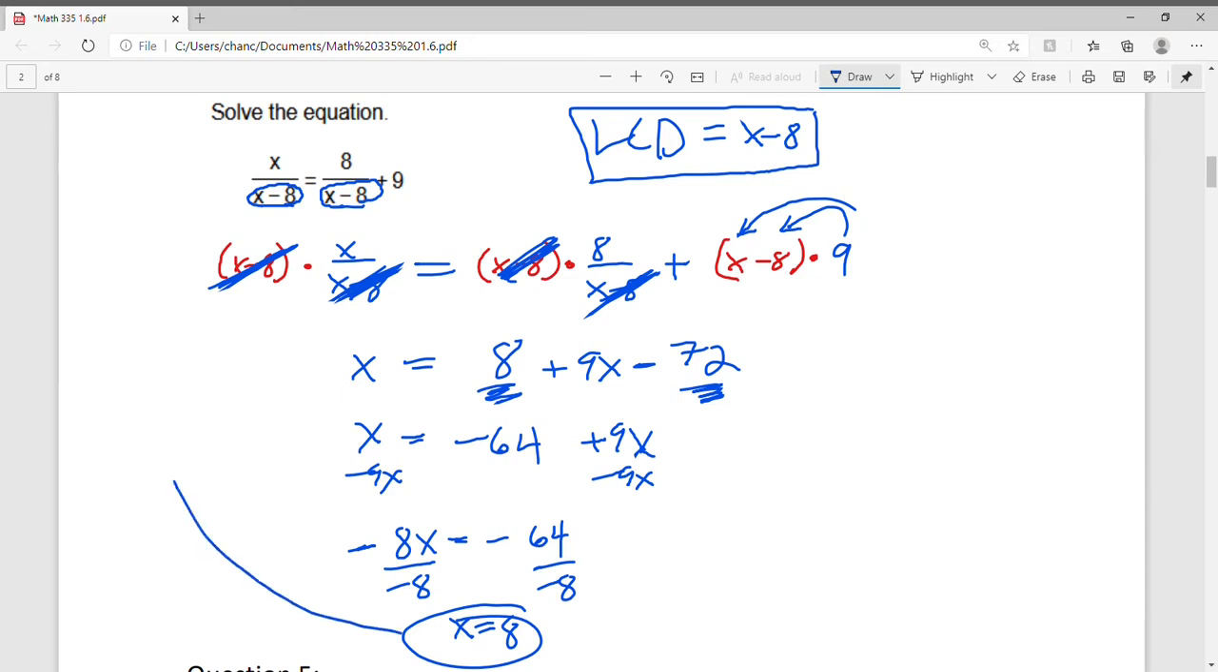But we have to check. Does it cause our denominator to be equal to 0? Yes, it does. So this is not a good solution. It causes our denominator to be 0, so we got to throw it out. So our answer is no solution.